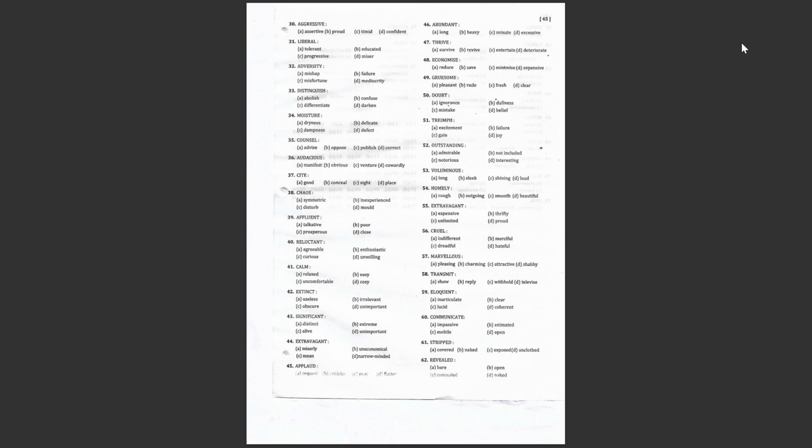Next word is cruel. Cruel means someone who is harsh, someone who is inhumane. That is what cruel essentially means. So harsh, inhumane, these are all the synonyms of cruel. Let's look at the options once. The options are indifferent, merciful, dreadful, hateful. Indifferent is someone who is not affected much by happenings.